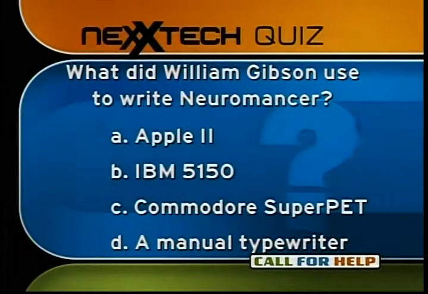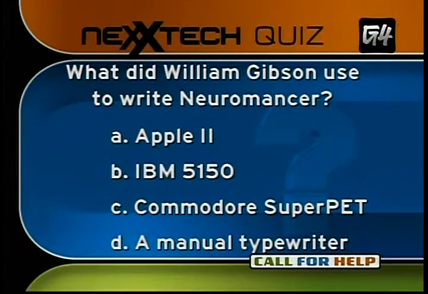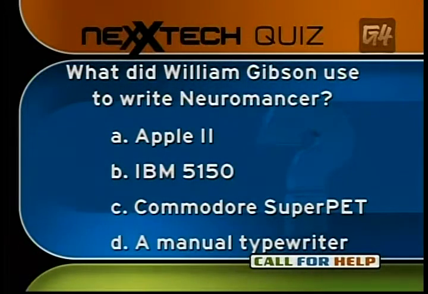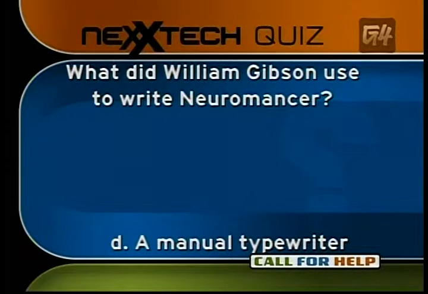Welcome back to Call for Help. Before the break, we asked you, what did William Gibson use to write the classic science fiction novel Neuromancer? I mean, this was the novel about how the computer cyberspace revolution was going to change the world. What did he write it on? A manual typewriter. It's kind of hard to believe, isn't it? Actually, I know that because I interviewed William Gibson and I asked him, and he said, I like the typewriter.